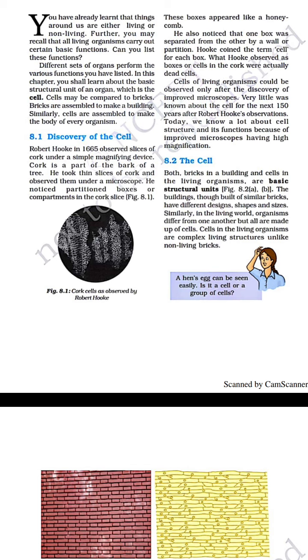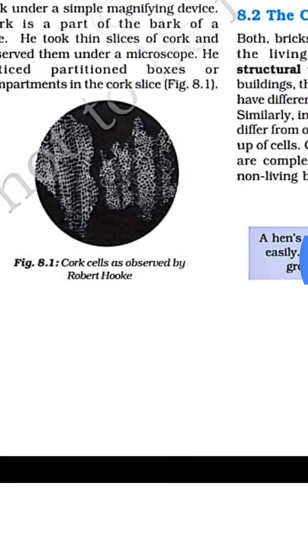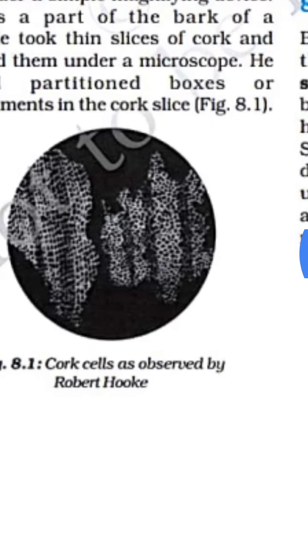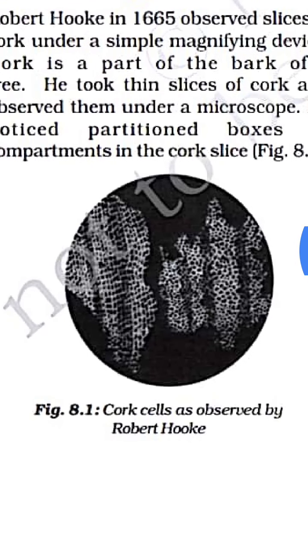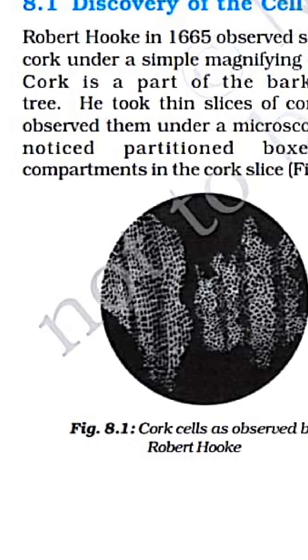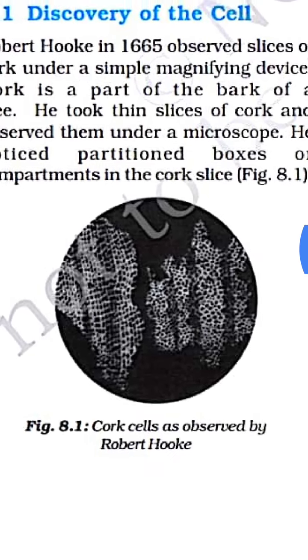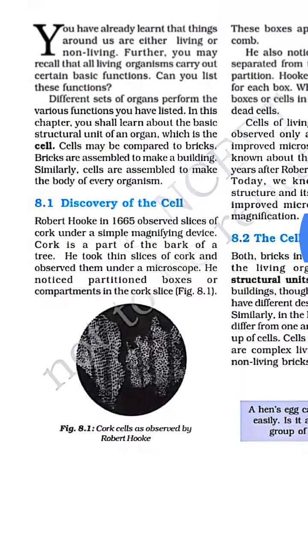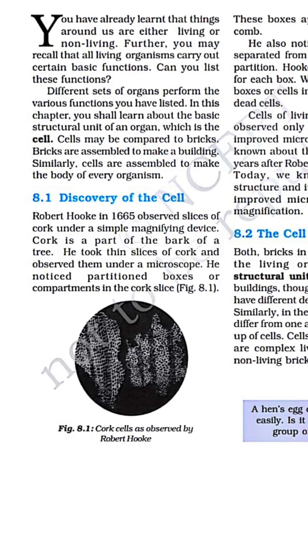So he thought that each and every part of the slice of the tree may contain similar partitioned boxes or compartments. What these compartments looked like in structure, you can see here, some structure of the cork cells, that is the bark of the tree. When he took the thin slice of the cork, he saw the same image in his magnifying device or microscope. So what he observed here was that the thin slice of the bark has some compartments or boxes.